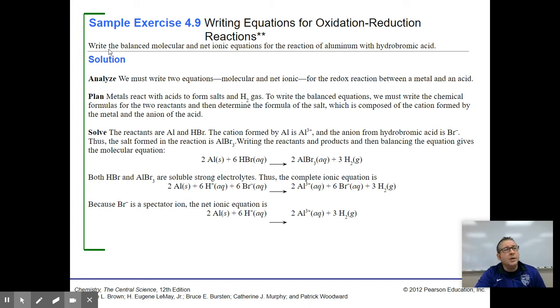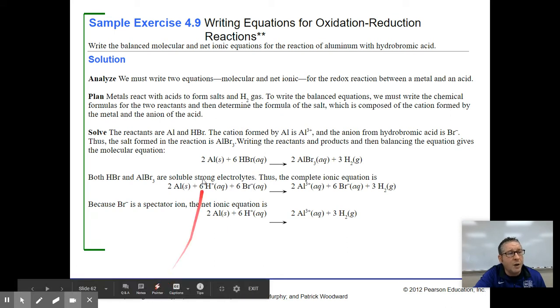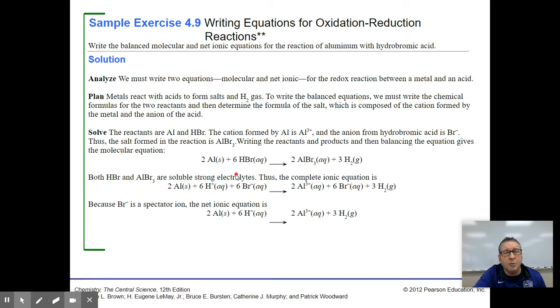We are to write the balanced molecular and net ionic equations for the reaction of aluminum with hydrobromic acid. So here we are, right here. Follow along with my pointer, folks. Here is the balanced equation with aluminum and hydrobromic acid. Again, this follows kind of like that do-si-do mentality that we just saw in the last section. Switching partners. Aluminum is going to switch partners with bromine, and hydrogen is going to be all by its lonesome.